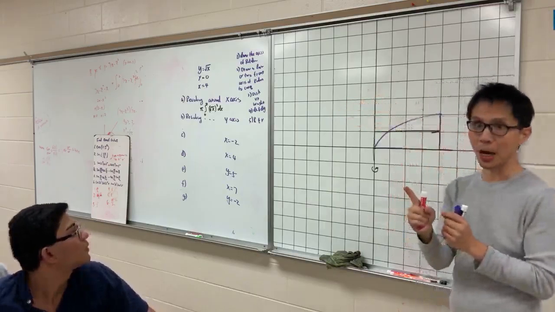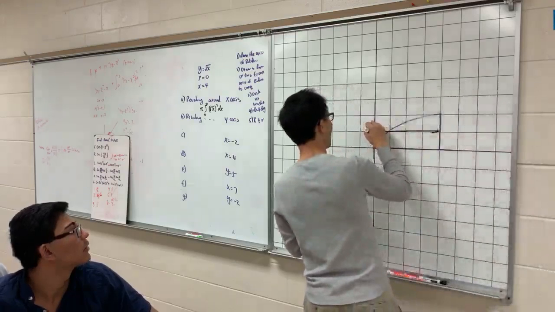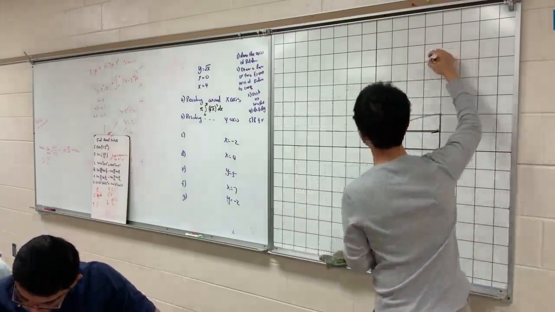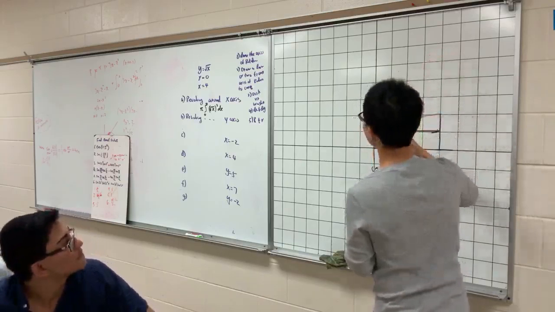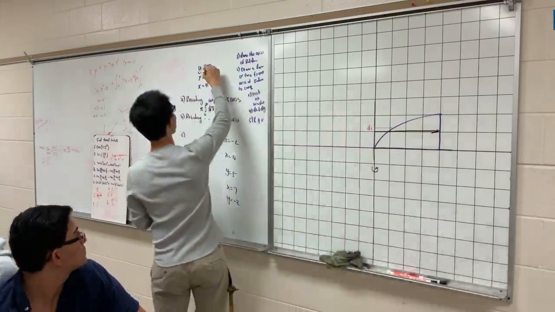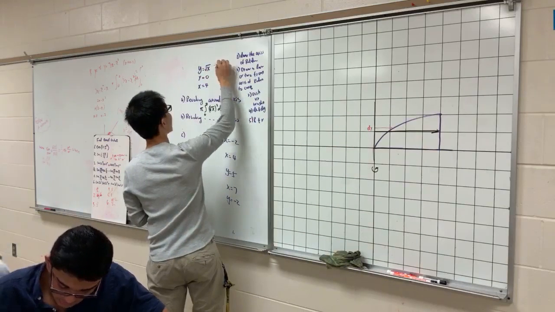Is that dx or dy? dy, so every function has to be in terms of y, so dy. I'm gonna start by looking at dy, but also I'm gonna change this function to x is equal to y squared.